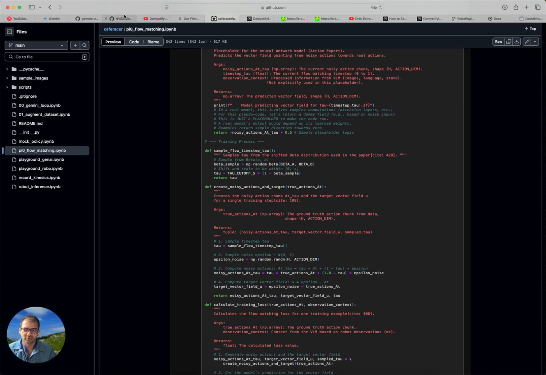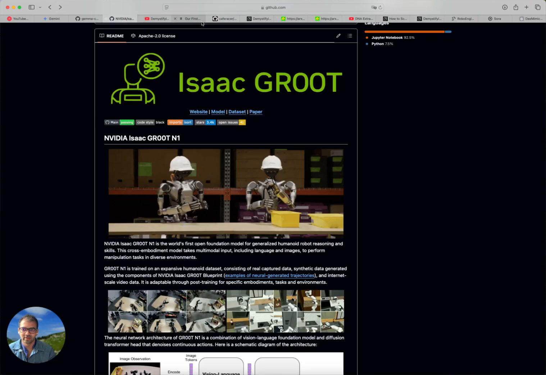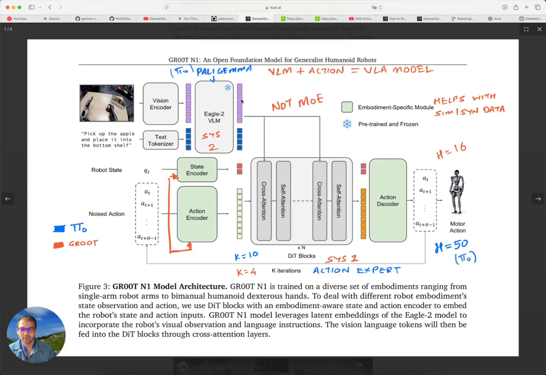Now, GR00T builds on top of it. GR00T has a very similar architecture to Pi0. There are some minor differences, but it's more or less the same: a VLM, the action encoder part or the action transformer, and flow matching. So let's talk about some differences between these two architectures.